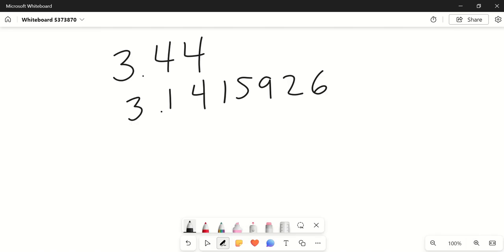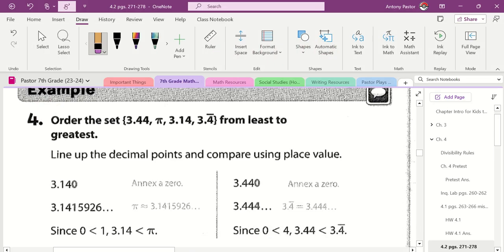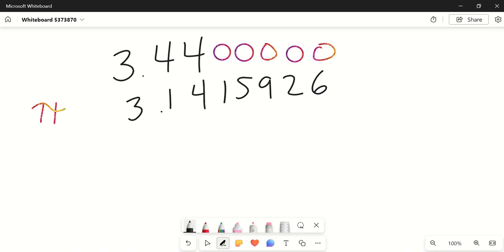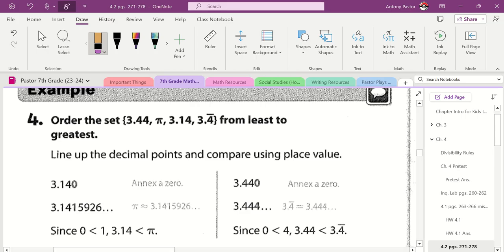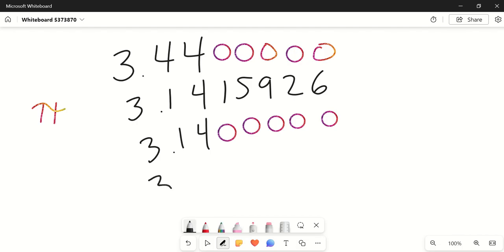That means I'm going to need to annex zeros here in order to compare place values if anything else comes about. So again, this is that pi symbol. Now I need to write 3.14 with a bunch of place value zeros. And my last one is 3.4444 repeating, which is the same thing as saying 3.444444. Now, they are all positive.